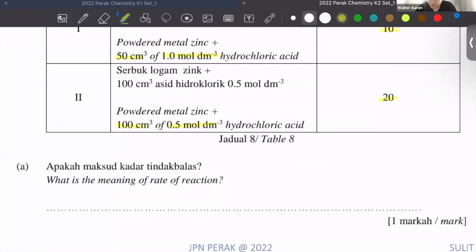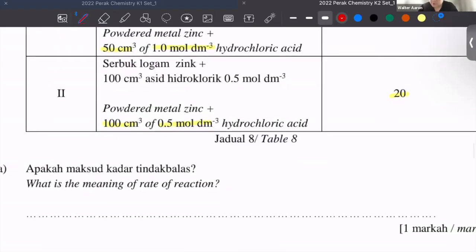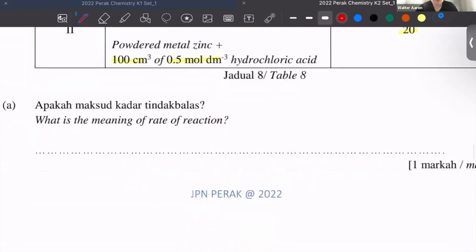So what is the meaning of rate of reaction? Rate of reaction is the measure of how fast or how slow the reaction is. So I think what you can write over here is okay, but this says based on the reaction. So rate of reaction based on this experiment will be the change in the volume of hydrogen gas per unit time.